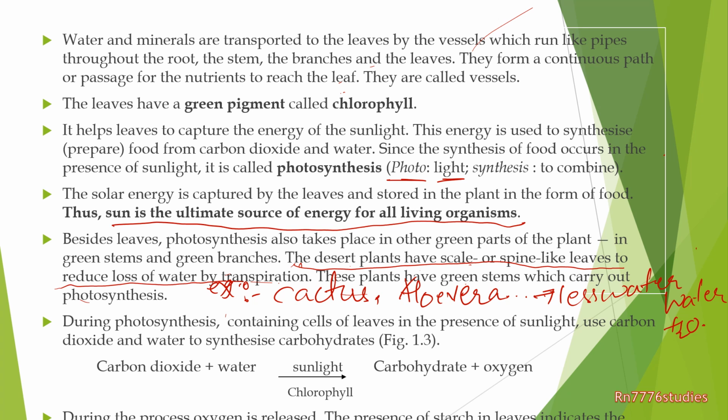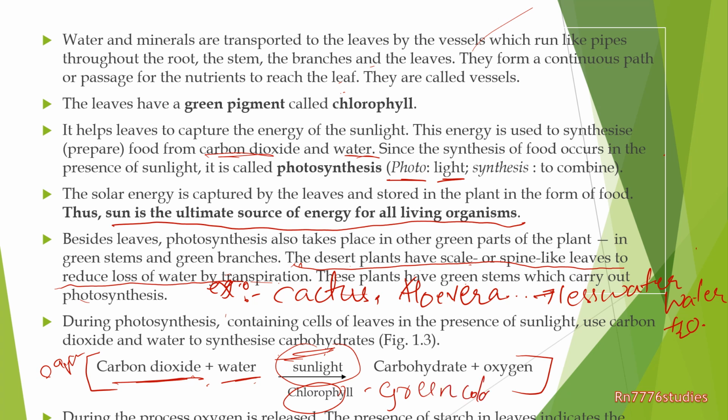Okay, next, during photosynthesis, chlorophyll-containing cells of leaves, in the presence of sunlight, use carbon dioxide and water to synthesize carbohydrates. Again, carbohydrate. This is just an equation: carbon dioxide plus water, in the presence of sunlight and chlorophyll, gives carbohydrate plus oxygen. Chlorophyll is the green color. Carbohydrate is their food, storage food. During the process, oxygen is released.